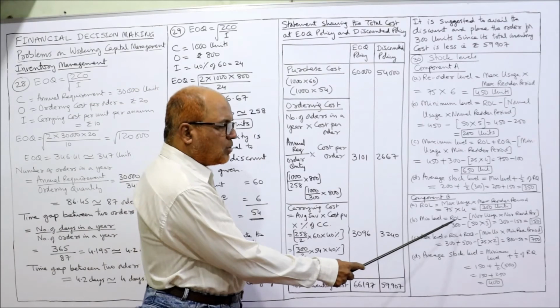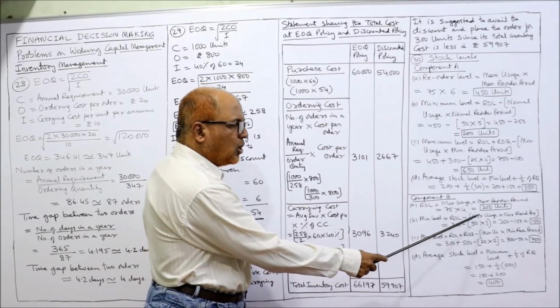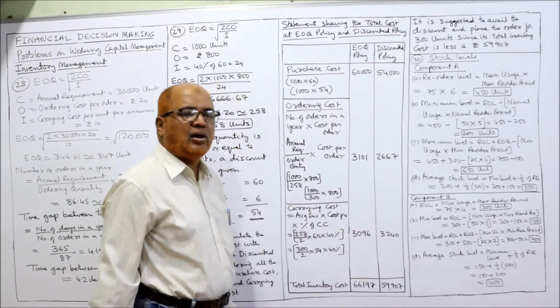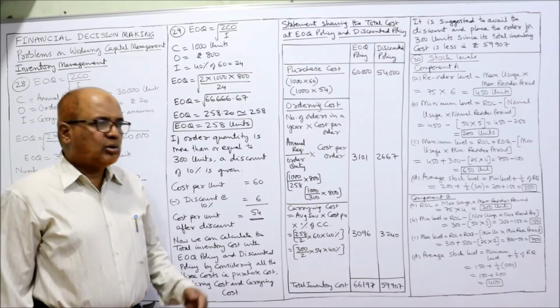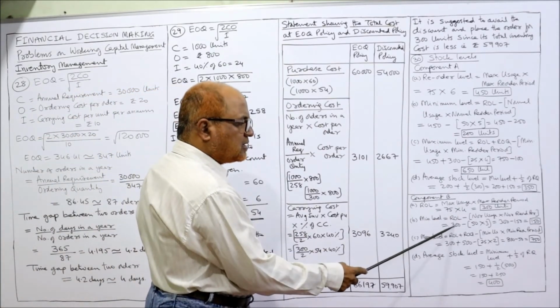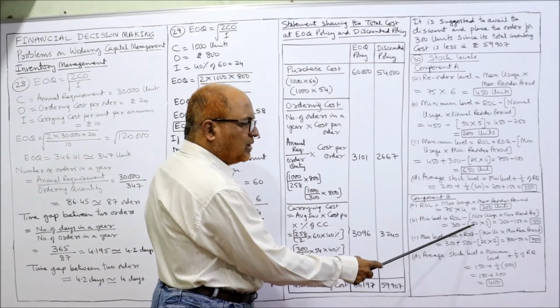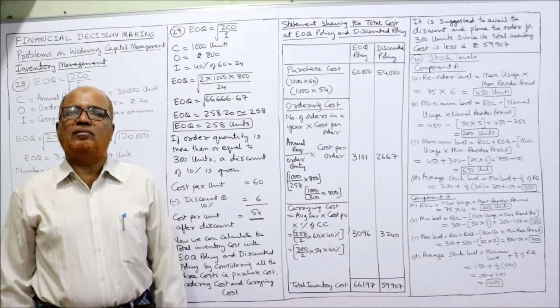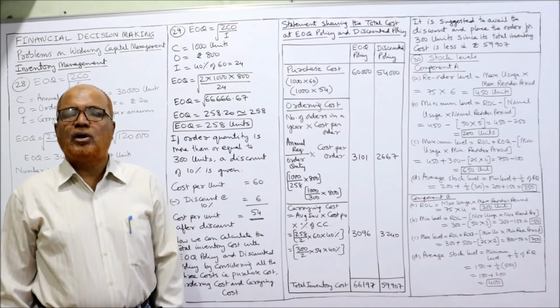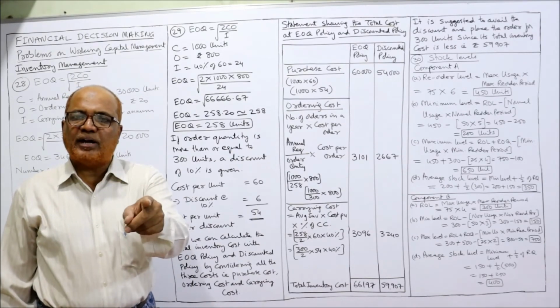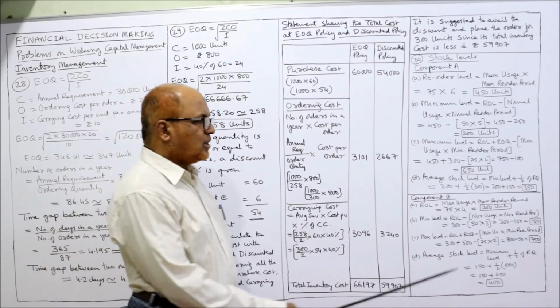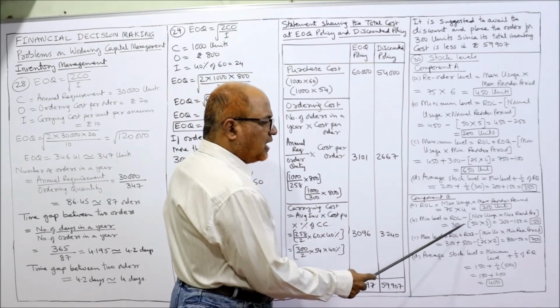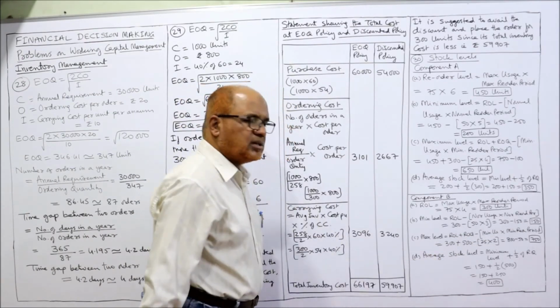Now we calculate minimum stock level. Minimum stock level is equal to reorder level minus normal usage into normal reorder period. So reorder level already we got, 300. Normal usage 50 units given and normal reorder period 3 weeks. That is not given. That is 2 to 4 weeks are given. So 2 plus 4 divided by 2, you will get 3 weeks. That is the normal reorder period. So 300 minus 150 is 150 units.